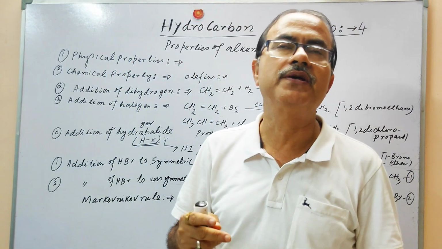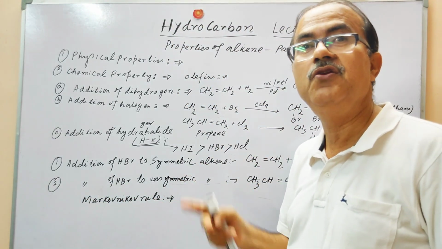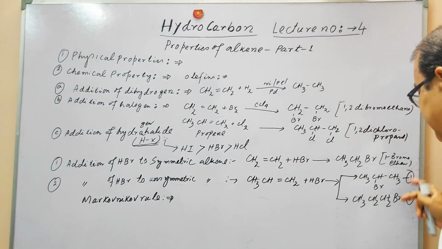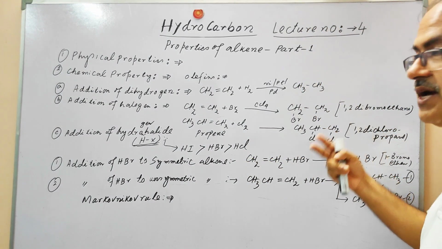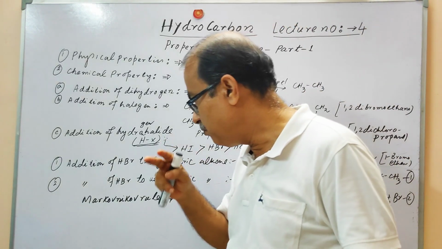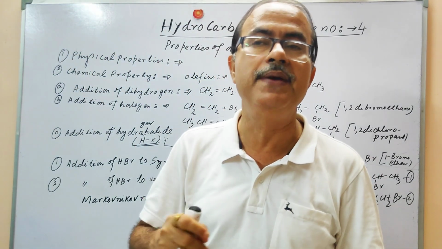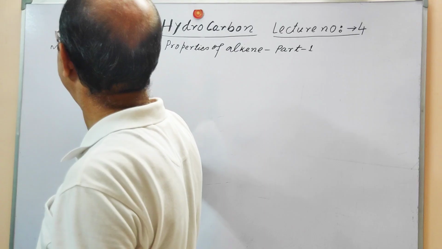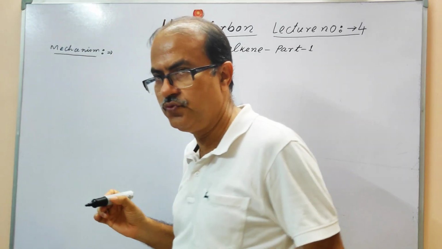In the presence of peroxide, the addition of HBr only, not HCl or HI, is found to be different. That is totally different, totally opposite. In the case of peroxide, it will be different. That we will discuss with the mechanism. Now we are going to understand this Markovnikov rule in terms of the mechanism of the reaction, and that will help us to understand the Markovnikov rule.